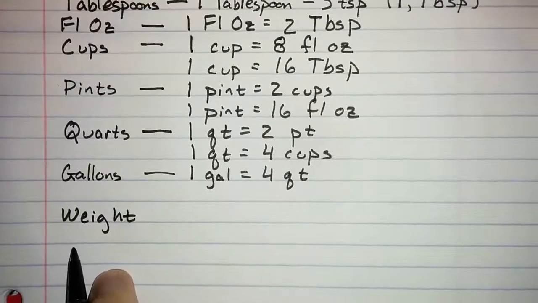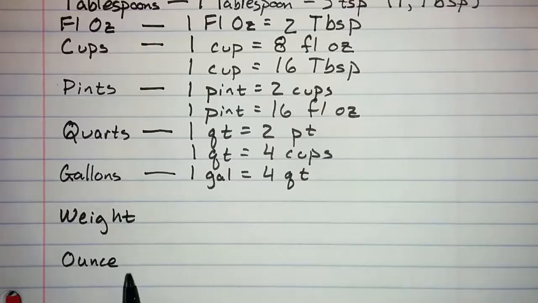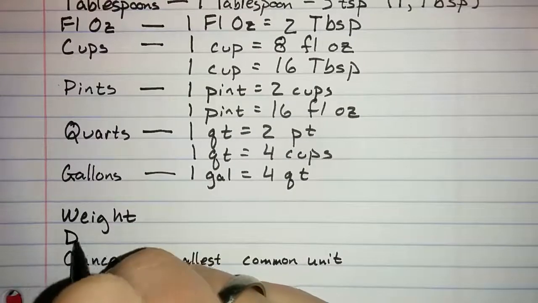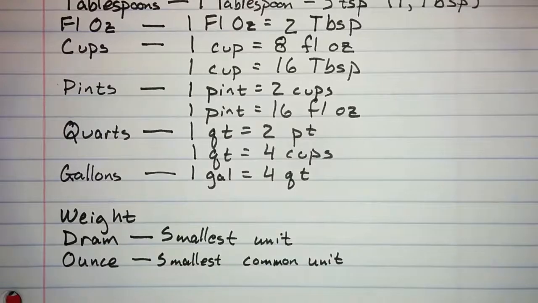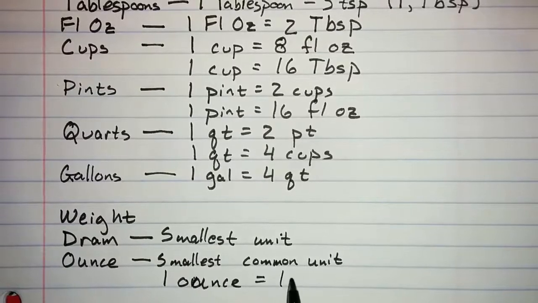Now, the smallest unit of weight we frequently use is the ounce, but we are going to meet a unit smaller than the ounce, the dram. A dram is very, very small. It was used by pharmacists before the metric system came along and made their lives simple. It's so small that 1 ounce equals 16 drams.